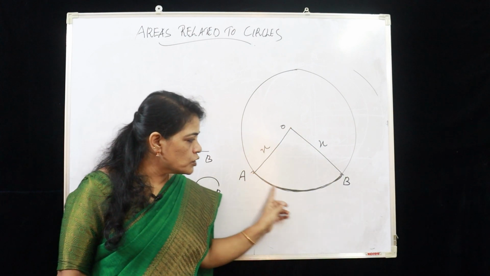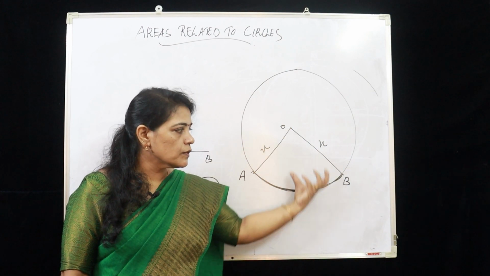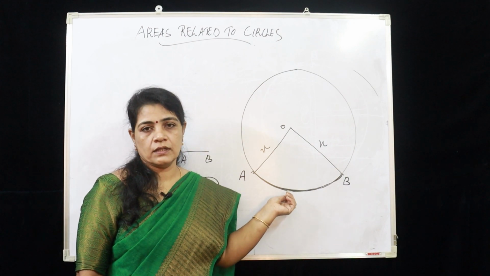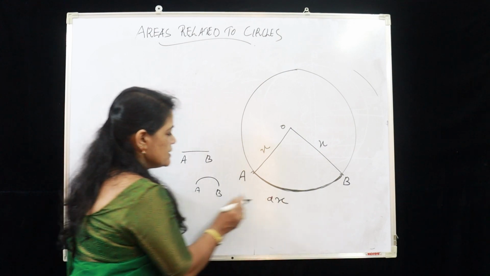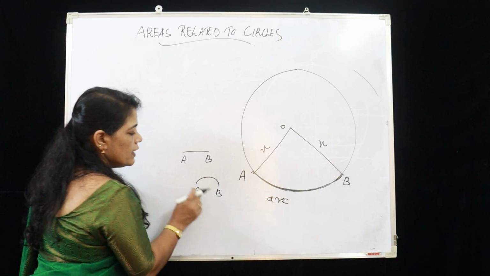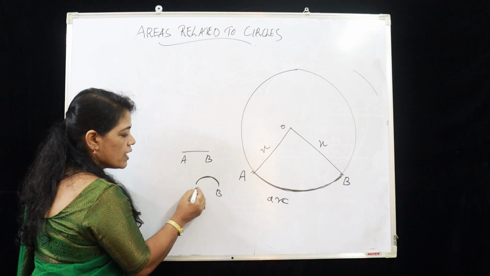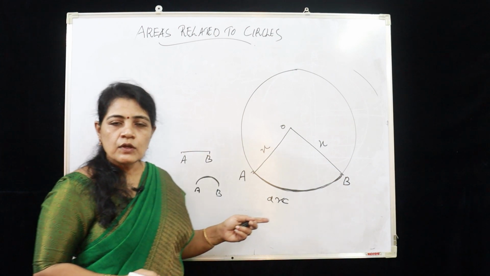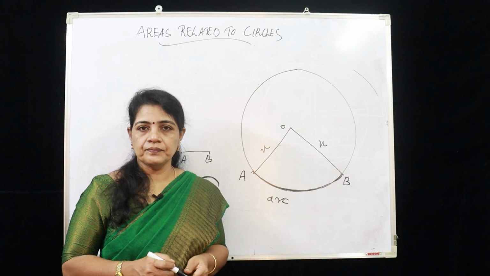And this portion of the whole circle, that is a part of the whole circumference, is what we call the arc of a circle. An arc of a circle can be represented by this symbol. This is the representation of arc AB. This is line segment AB. Okay. So, the arc is a part of a circle.